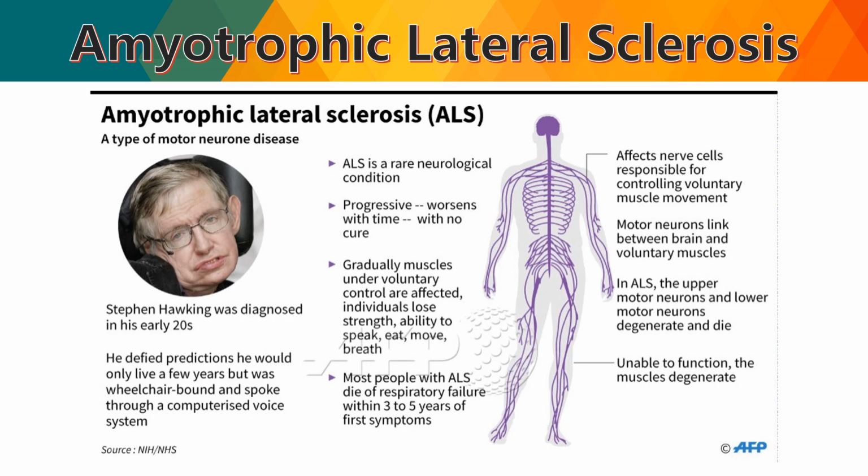Okay, so it affects nerve cells responsible for controlling voluntary muscle movement, motor neurons linked between brain and voluntary muscles. In ALS, the upper motor neurons and lower motor neurons degenerate and die, and they are unable to function, and the muscles degenerate. Okay, so ayun guys, di ba nga ang muscles, kapag hindi nagagamit, lalo na kapag mga bedridden, they tend to decrease in size, nagsishrink sila, kaya hindi na rin sila napapagana. Okay, so yan, si Stephen Hawking ang pinaka sikat na merong amyotrophic lateral sclerosis.